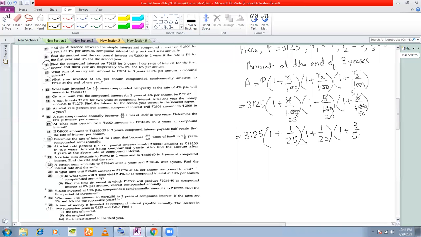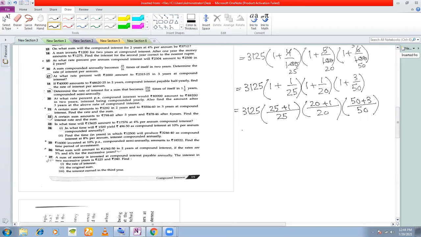Now you take the LCM. 3,125. First, if you take the LCM, here you get 25. 25 plus 1. Here you take the LCM, you get 20. You get 20 plus 1. And here you take the LCM, you get 50 plus 3. First one is 26 by 25.